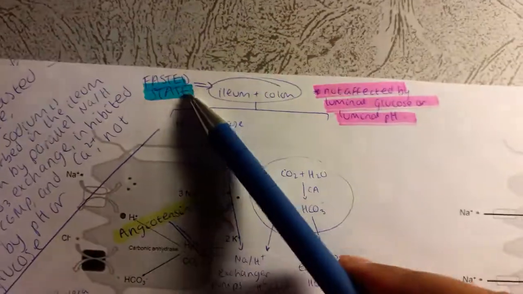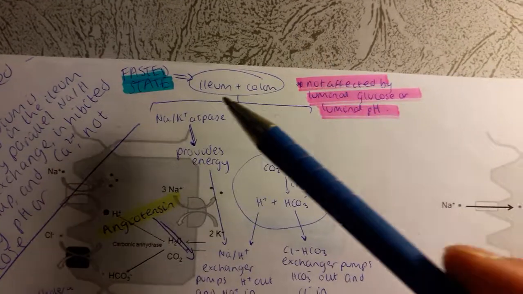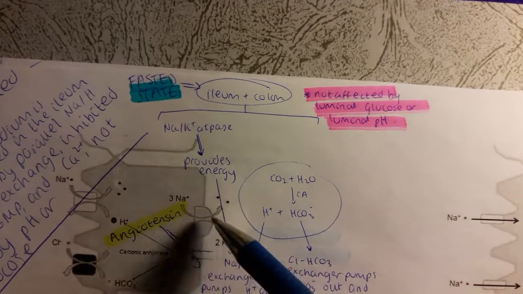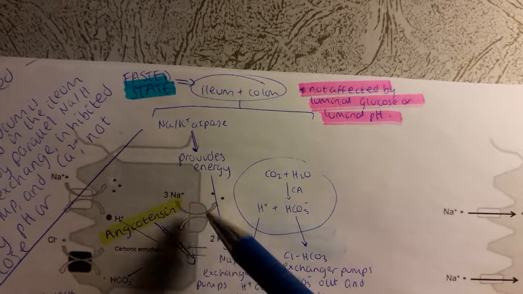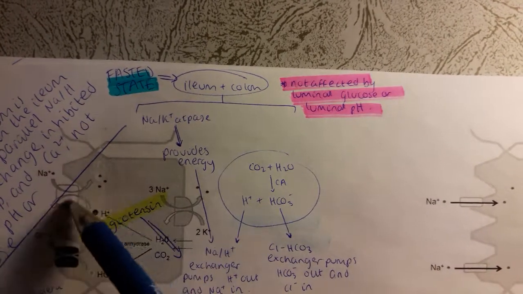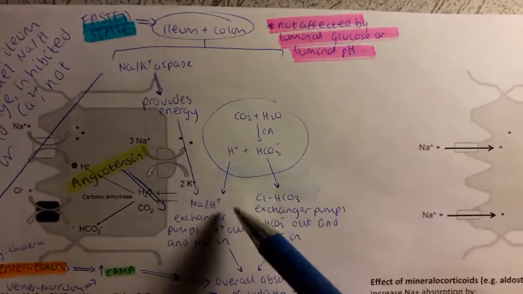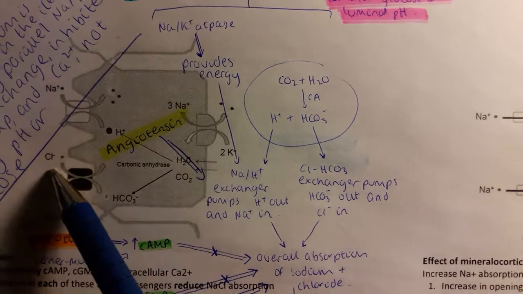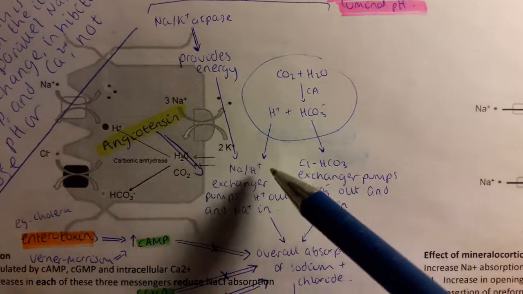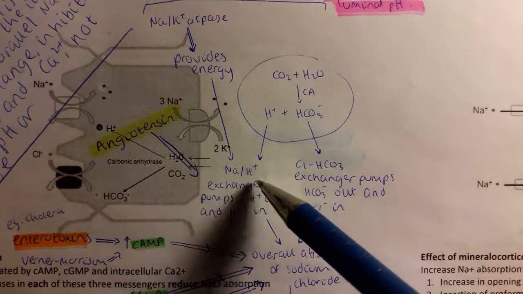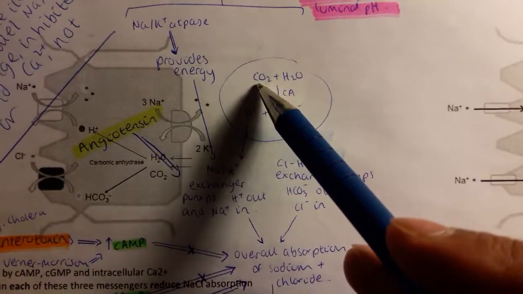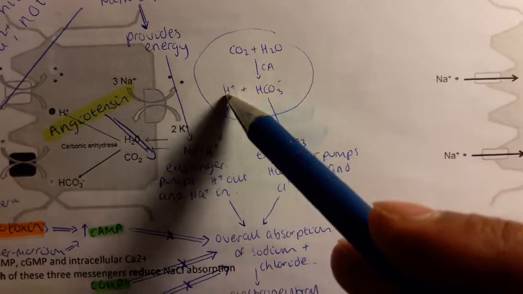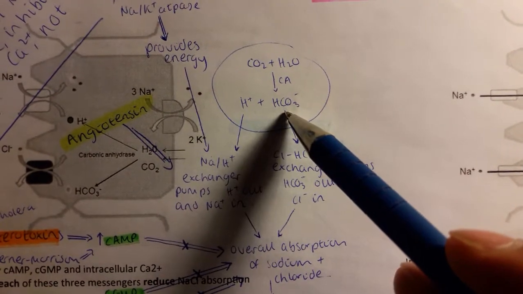So in the fasted state, in the ileum and colon, similar mechanism, the sodium potassium ATPase on the basolateral side pumps 3 sodium out, 2 potassium in, which provides the concentration gradient, which allows the sodium-hydrogen exchanger to work, to pump the hydrogen out and the sodium in to absorb the sodium. Now let's think, where does hydrogen come from? Well, the hydrogen comes from this. Carbon dioxide and water react, catalyzed by carbonic anhydrase, to produce hydrogen as well as bicarbonate.